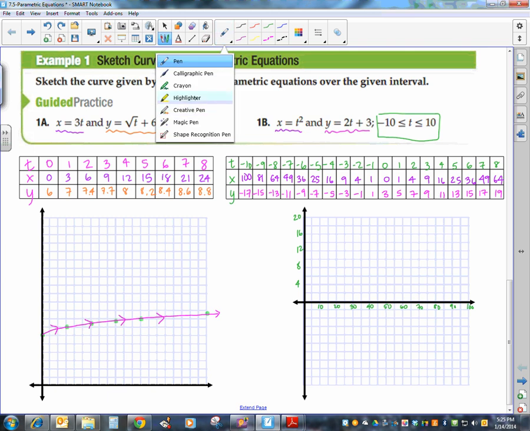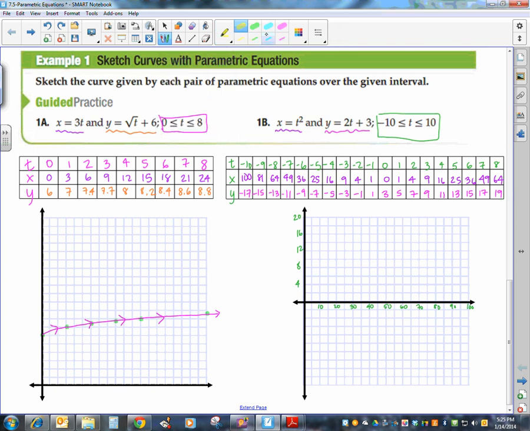I'm going to use the highlighter again because I'm most likely not going to be exact with my numbers. So as I go here, if I plot when x is 100, then y is negative 17. So this is 16, there's negative 17. Let me get that dot better. If x is 81, I'm at negative 15. So this is 16, so there's negative 15.